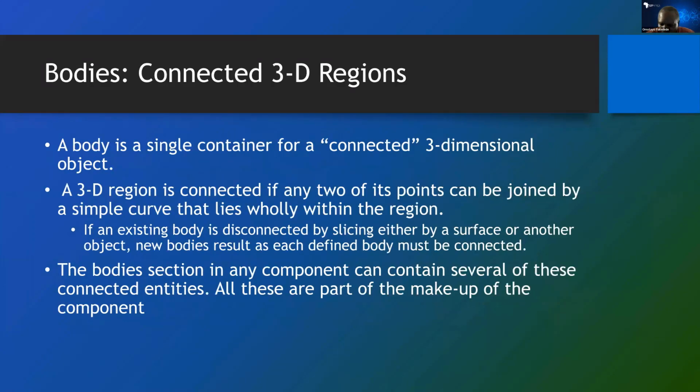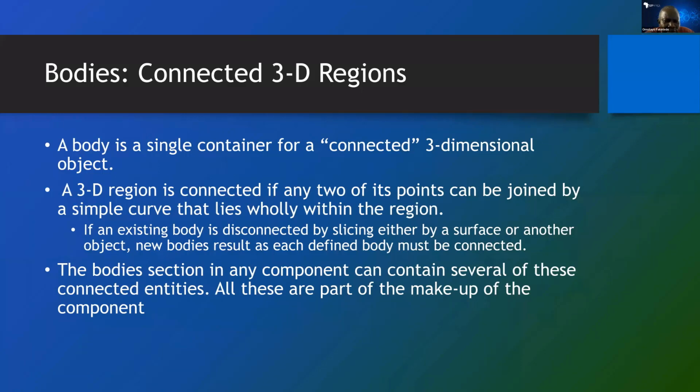Bodies. A body is a connected three-dimensional region. I assume you know what a three-dimensional region is. For instance, where you are watching this video from is a three-dimensional region. It could be your room, your classroom, your bedroom, your study room, your living room. It's a three-dimensional figure because you can always have X, Y, Z axis and you can locate points in it.